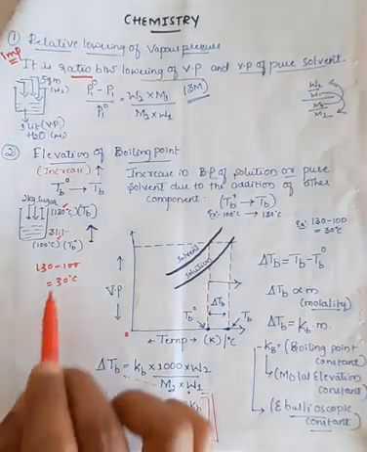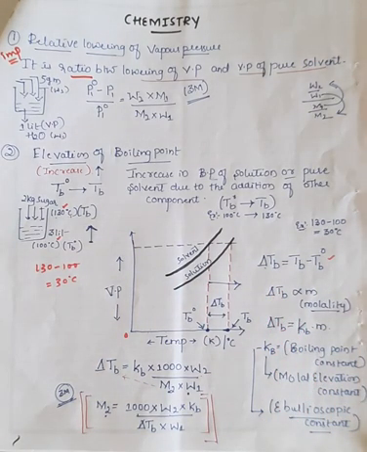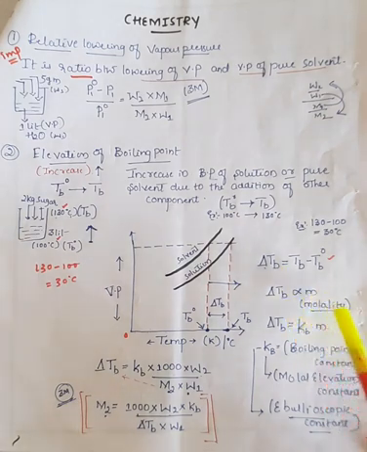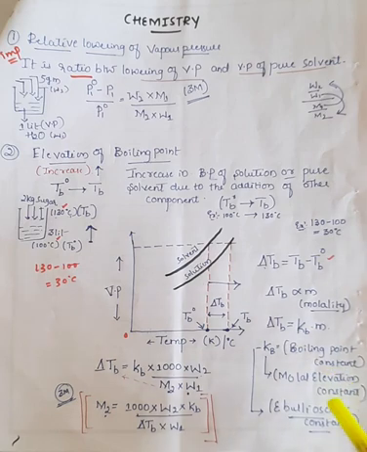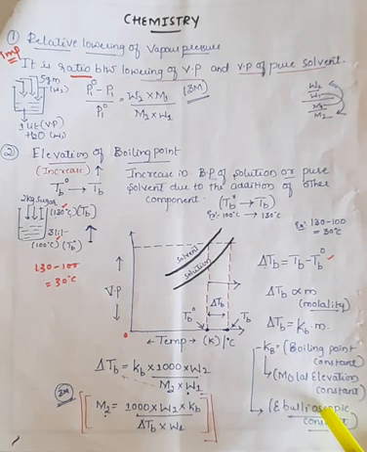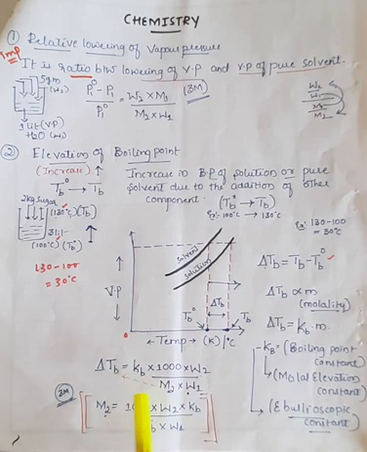So that can be given with the help of a formula. This is the formula. See, delta Tb is equal to Tb minus Tb naught, and here the delta Tb is directly proportional to molality. Delta Tb is equal to Kb into m, and here the Kb is called the boiling point constant, molal elevation constant, or it is also called the ebullioscopic constant. And there is a formula for the calculation of delta Tb: delta Tb is equal to Kb into 1000 into W2 divided by m2 into W1.